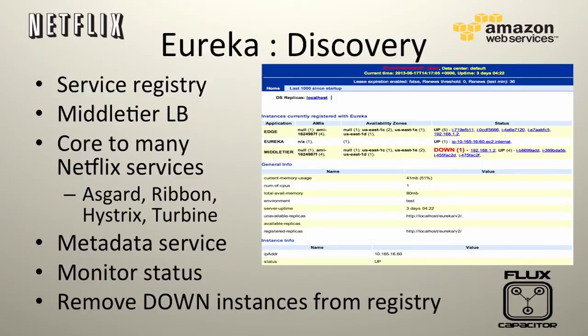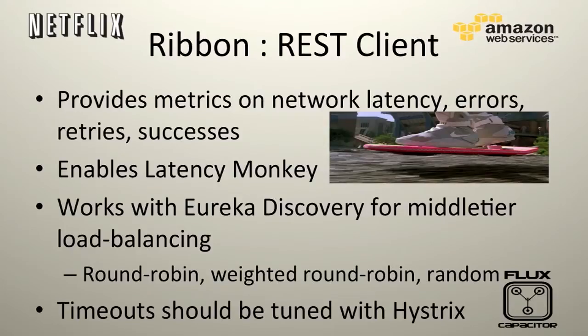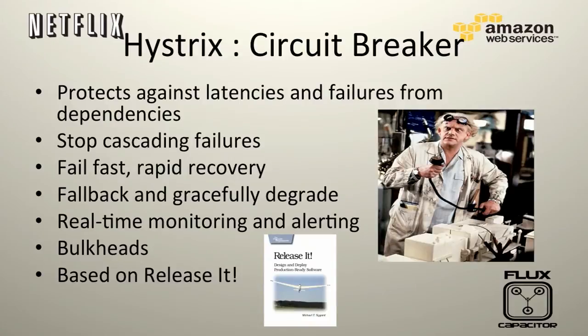So real quick, this is Discovery. This is a middle-tier load balancer. It's the key to any distributed system. This is the core to many services. So now we have Ribbon, which is a REST client that works with Eureka. This also enables Latency Monkey, which is a pretty popular monkey that actually adds 5-second delays, things like that, so that you can test your clients and test failover.